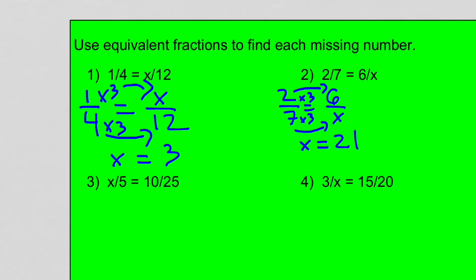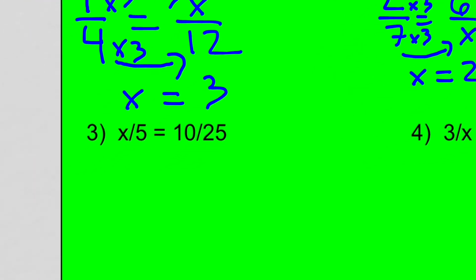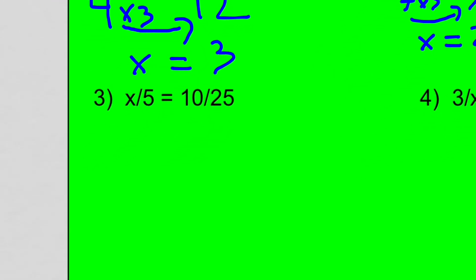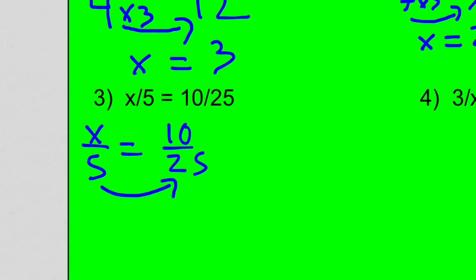Now we have to be able to work the other way as well. So if you look at this one, number 3, x/5 equals 10/25. Now this one, I recognize that I have both denominators I know. So to go from 5 to 25, I'm going to times by 5. And then I would do the same thing to the top, and I have to ask myself, what number would I times by 5 to get 10? And that number would be 2.